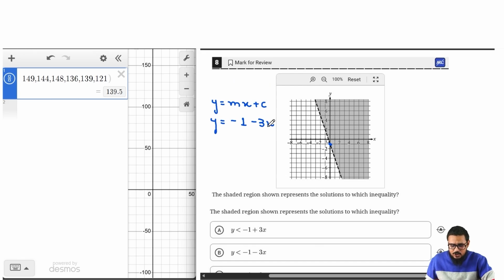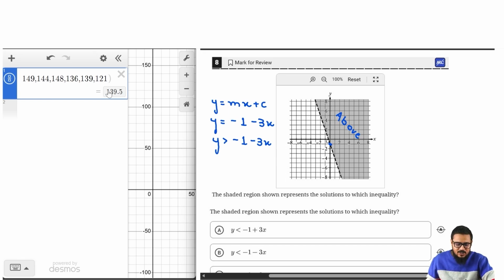Now, this is actually the equation of this dotted line. And if you see, this entire shaded region is above the line. So from the point of view of variable y, I'm going to say y is greater than minus 1 minus 3x. And if you just want to cross-check your answer, you can type this on Desmos and see what shaded region Desmos produces.